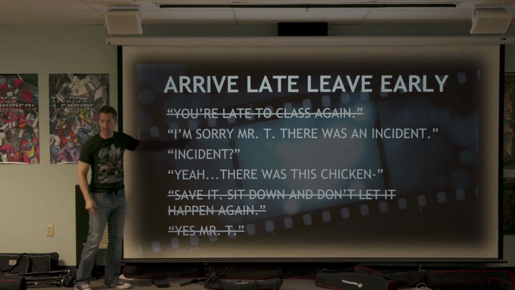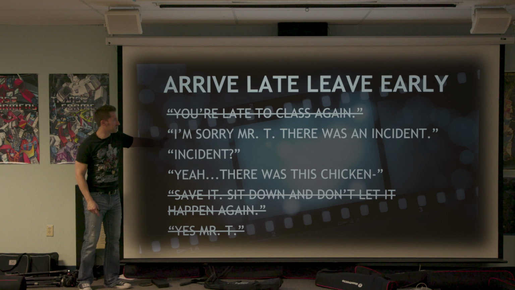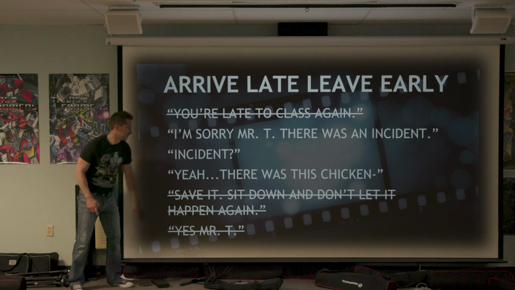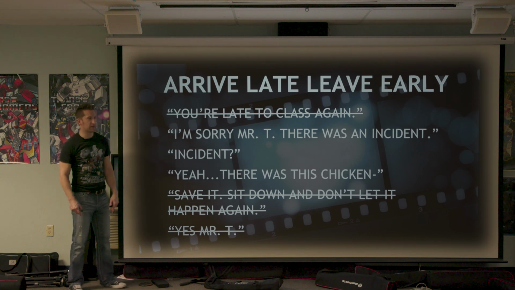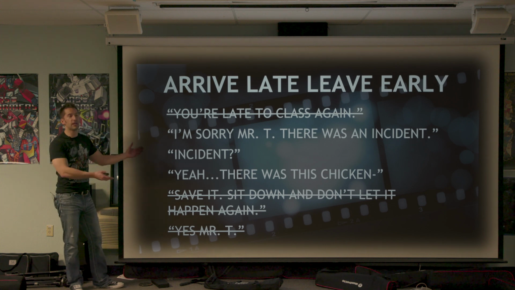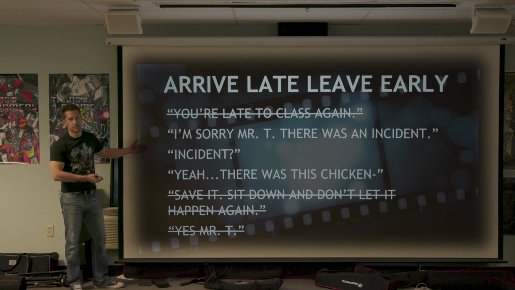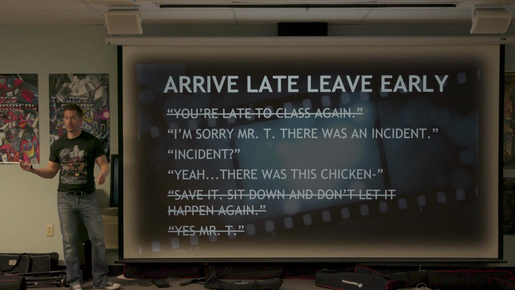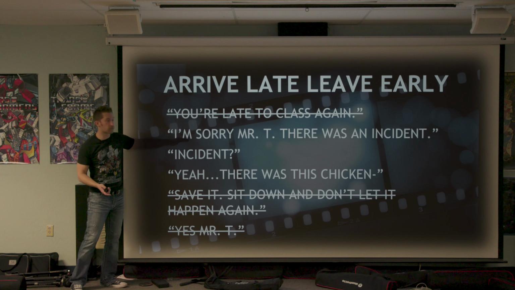Okay, we can start with the get to the point already, right? In comes Josh, he runs in, I'm sorry, there was an incident. Yeah, there was this chicken, all right? And I don't need any of this stuff. Save it, sit down, don't let it happen again. We know what teachers say when you're late to class, right? What's really important in this scene? That Josh is late and that he has some weird story and some weird reason for why that happened, right? That's the only thing that's important. And that's all contained within these 3 lines.